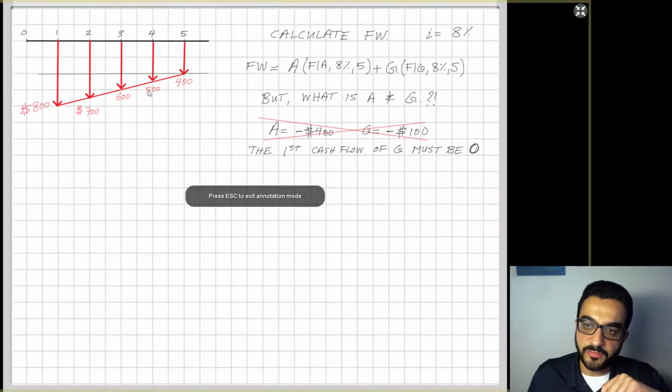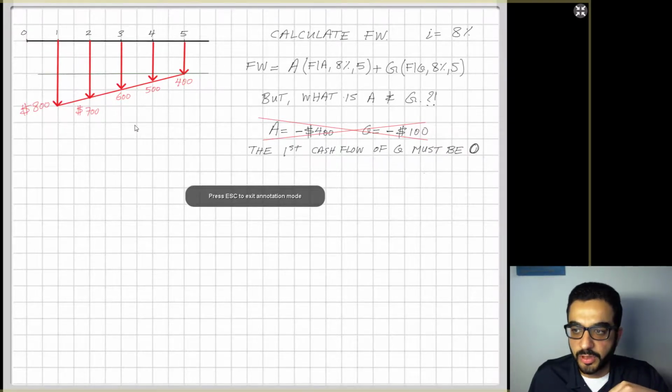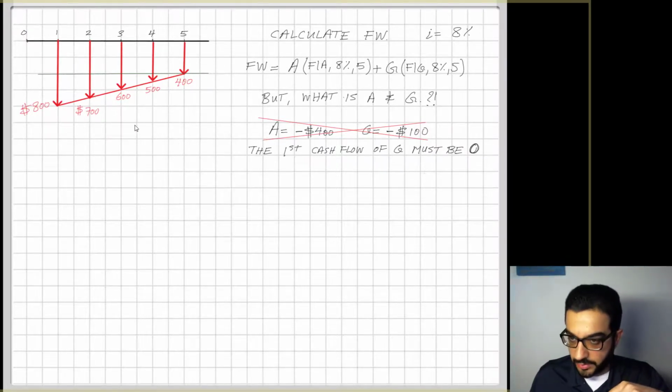That's kind of a triangle. The triangle should be the other way. Actually, the head of the triangle should be here, and it increases like that. That's not the case here. So that's not the right way to break down this cash flow.